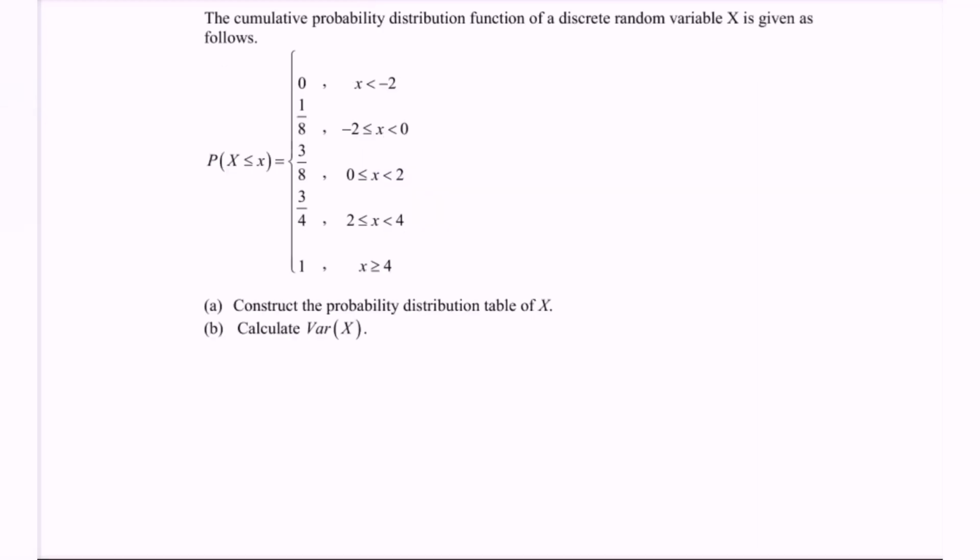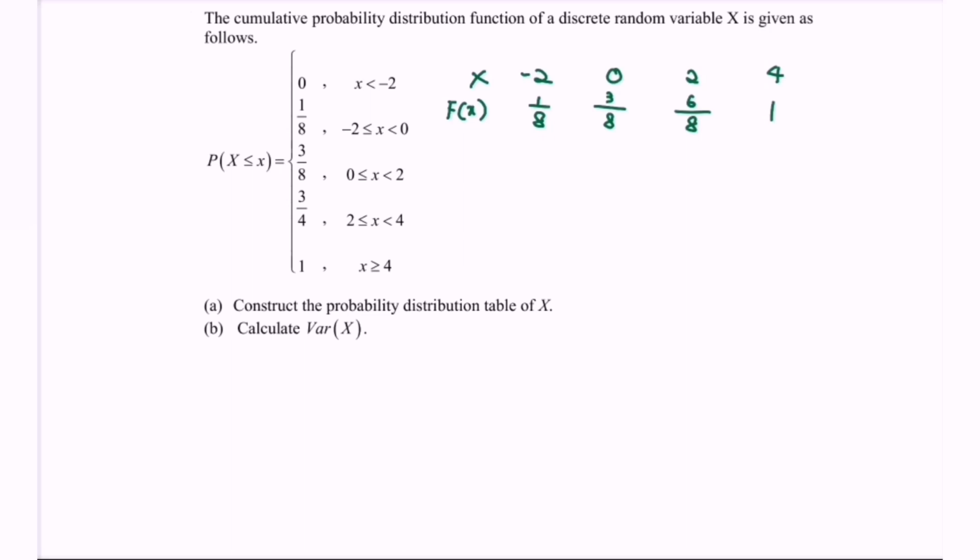Hello everyone, in this video I'm going to discuss the situation for random variable. The cumulative probability distribution function means that we have the capital F of a discrete random variable X is given as follows. Here we have X: negative 2, followed by 0, followed by 2, and then finally 4. So capital F is 1 over 8, followed by 3 over 8, next 6 over 8, and finally 1.